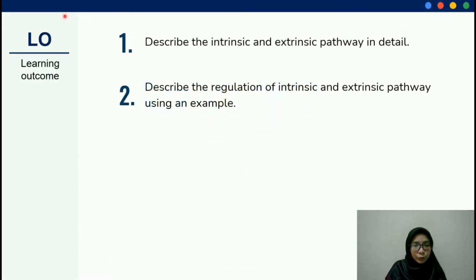This video has two learning outcomes, and at the end of this video we hope that you are able to describe the intrinsic and extrinsic pathway in details, and secondly able to describe the regulation of intrinsic and extrinsic pathway using examples.